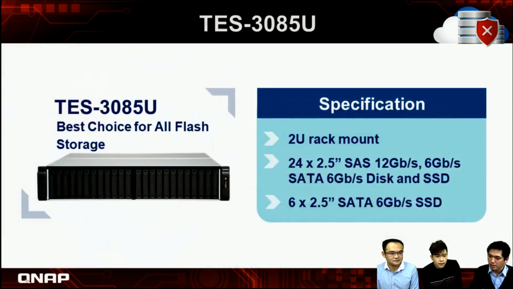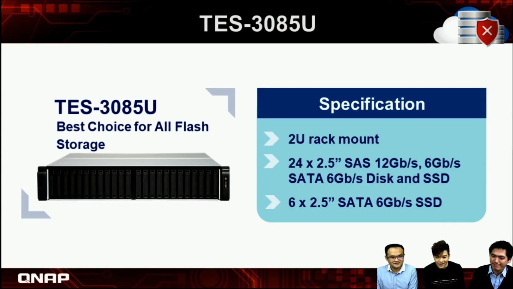Okay, so as you can see, the TES-1885U is the platform we provide for our customers to deploy an all-flash environment. It's a 2U model, and in the front of the chassis we can support 24 bays of drive or SSD. In the rear of the TES-1885U, we can use 6 bays of SSD. So we can support a total of 30 bays to help our customer deploy an all-flash environment, with still around 80% cost saving.